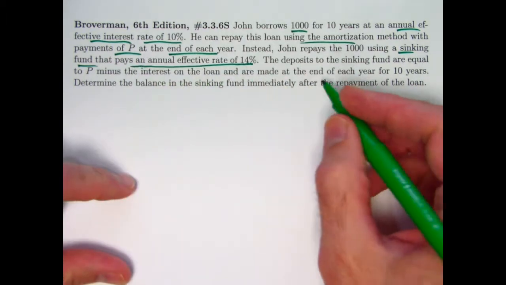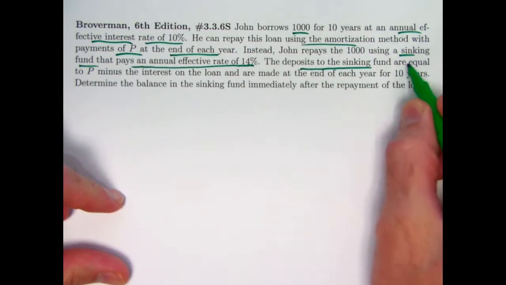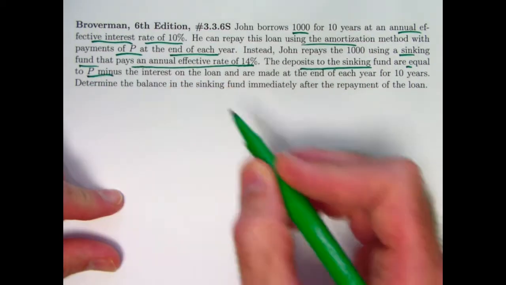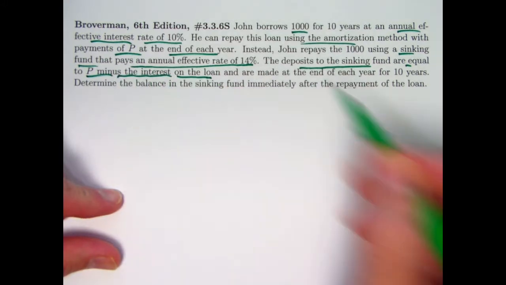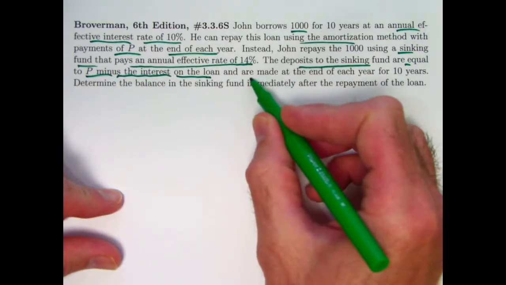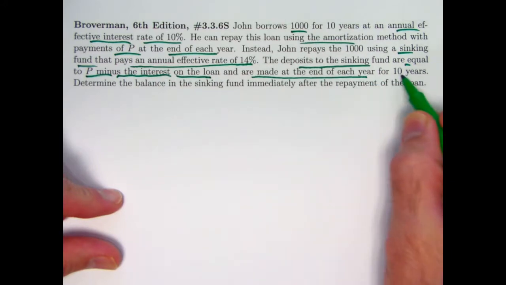And in this case, what that means is the deposits to the sinking fund are equal to the payment that was planned for the original loan minus the interest on that same original loan. And they're going to be made at the end of each year for 10 years.